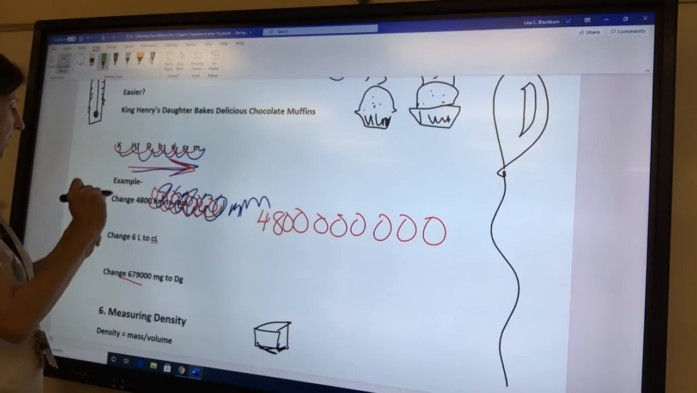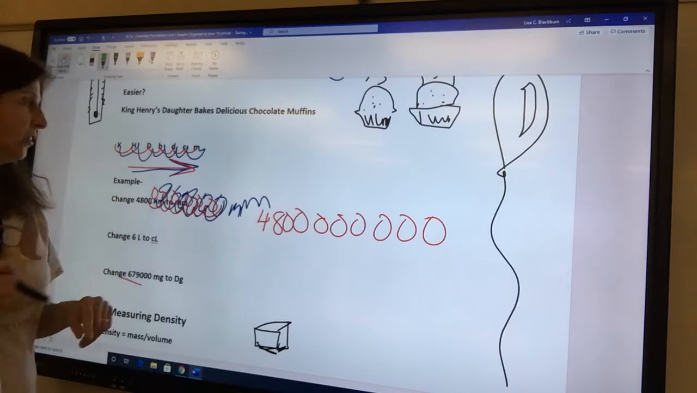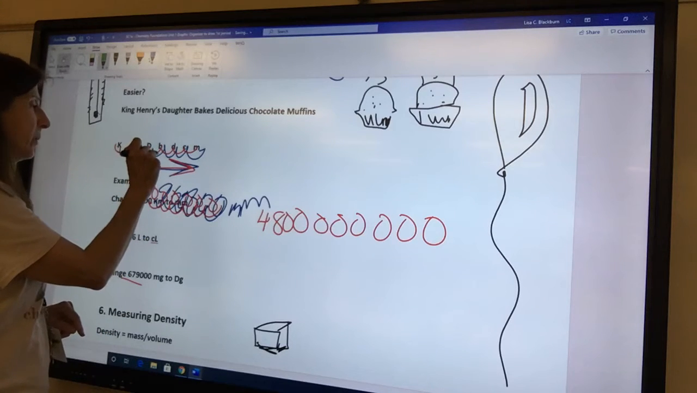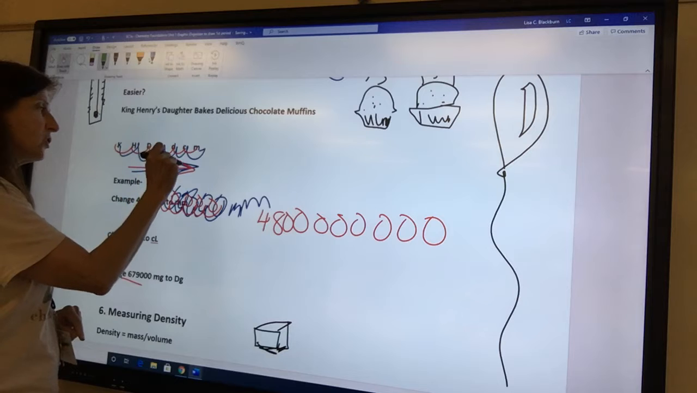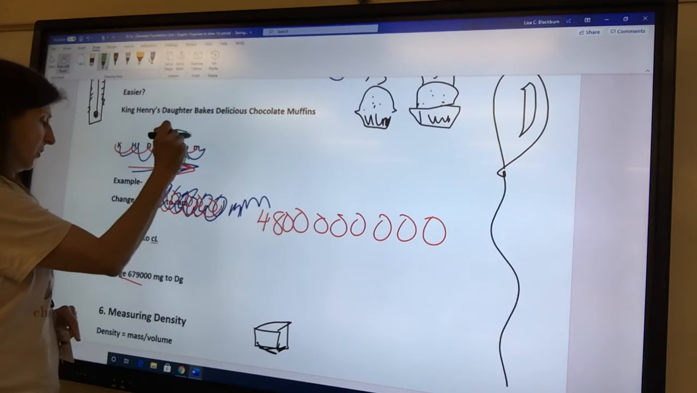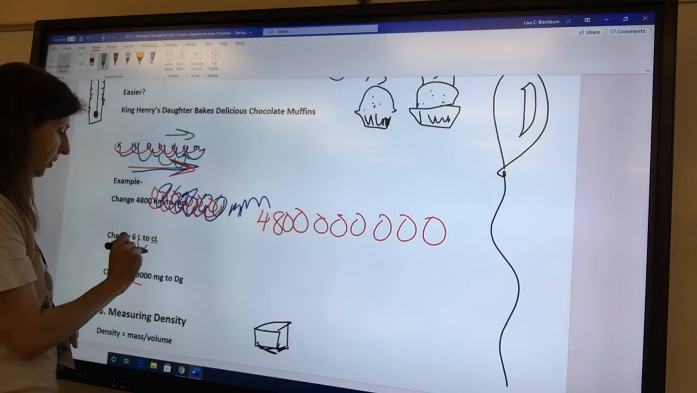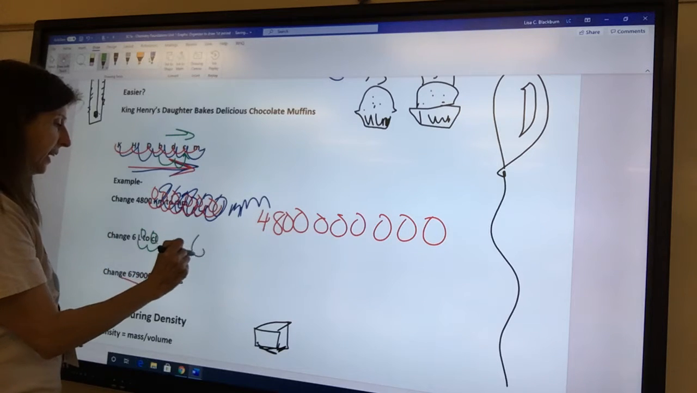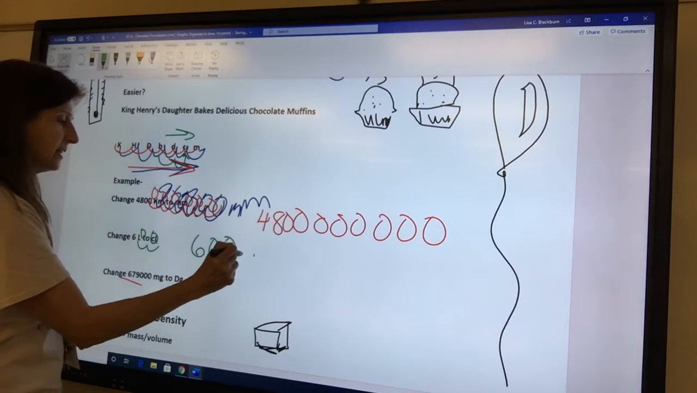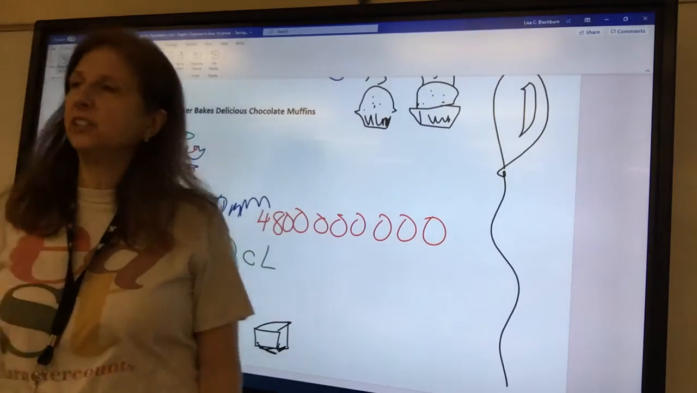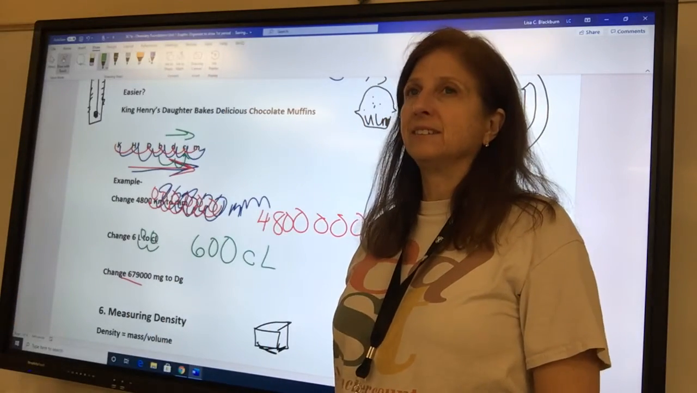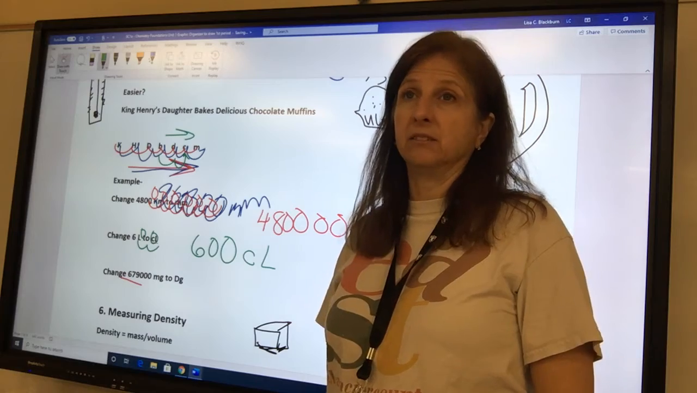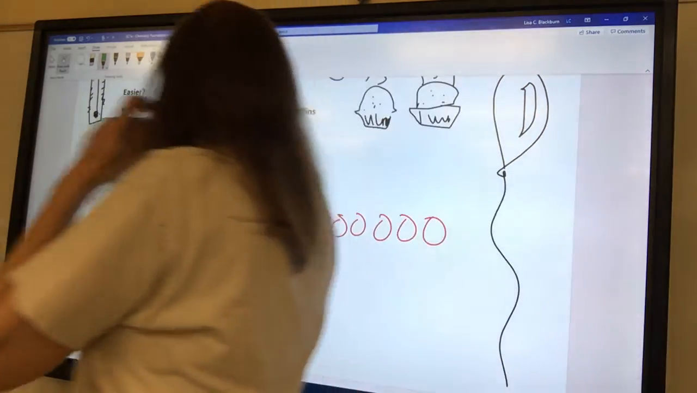Okay, you ready? So liters is a basic unit. We start here and we go to cent, which is 2 frog hops this way. So we go 2 that way, we augment zeros, and it's 600 centiliters. Did you get it? Does anybody not understand? Okay, let's do another one.